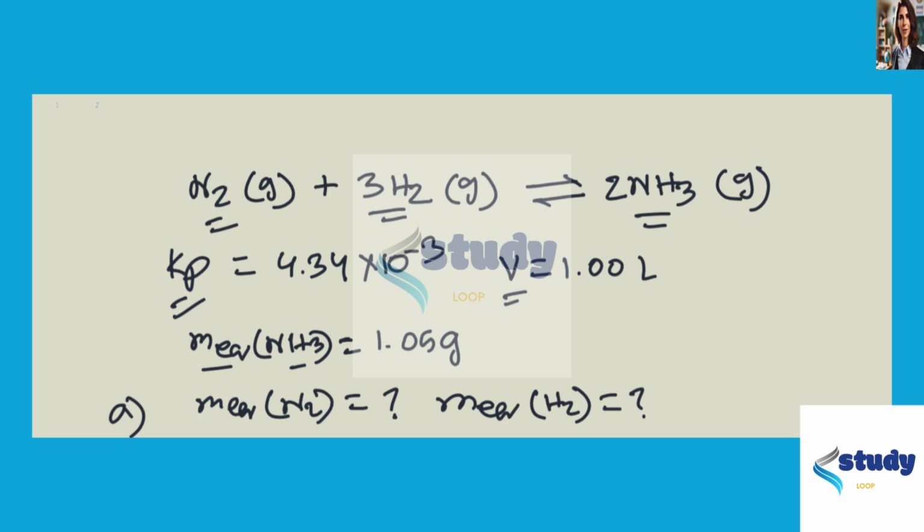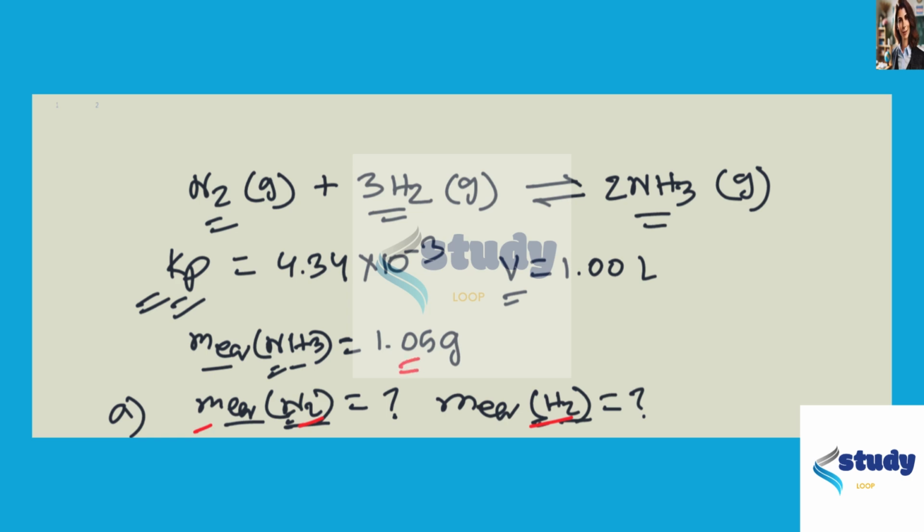In the first part of this problem, we have to find the equilibrium mass of nitrogen and hydrogen. To do that, we first have to find the equilibrium partial pressure of ammonia. From that value, by setting up an ICE table and using the value of Kp, we can find the equilibrium partial pressure of nitrogen and hydrogen, and from the equilibrium partial pressure we can find the equilibrium mass of nitrogen and hydrogen. So the first step here is to find the equilibrium partial pressure of ammonia.